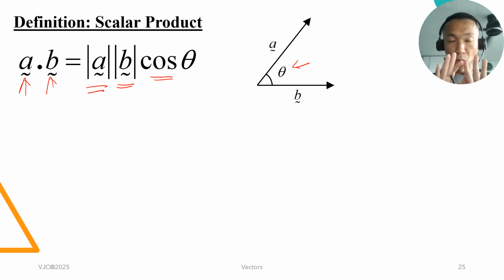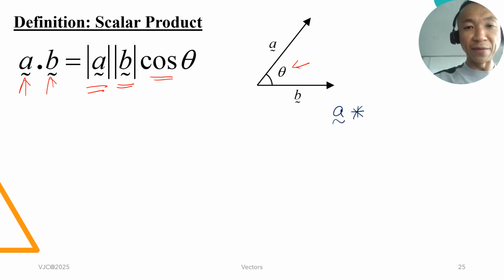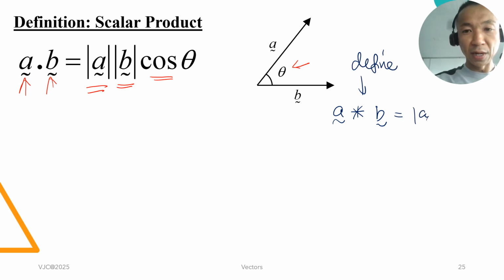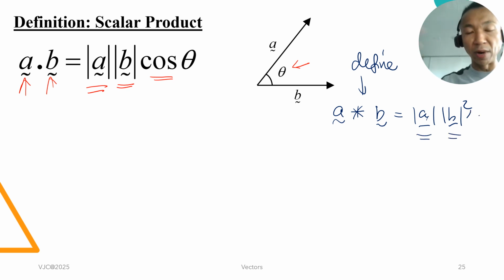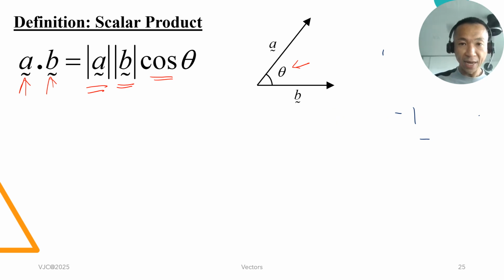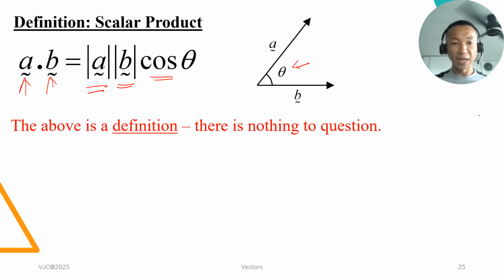So again, I say there's no questioning. It is a definition. If you like, you can define this on your own as, I don't know, mod A mod B cube, whatever. You can define this, but it has no use whatsoever. All right, mathematicians before that have realized that if we define it like that, called a scalar product, there is some use to it. That's it. So I want to emphasize it is a definition. There's nothing to question.